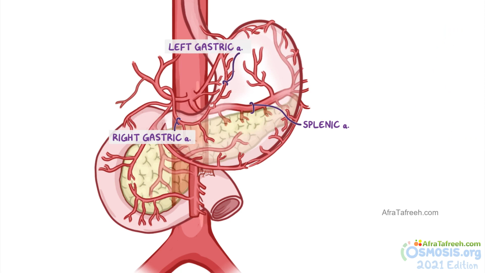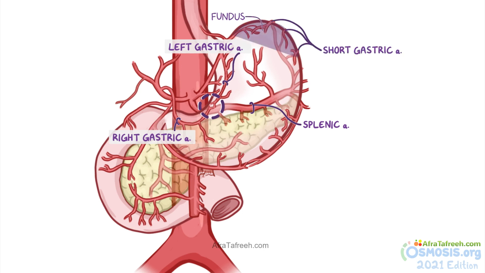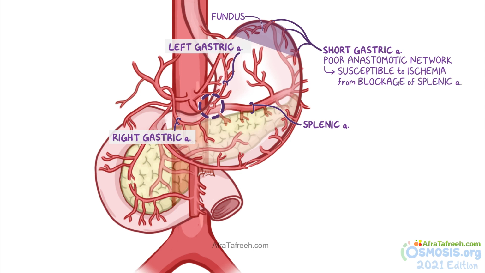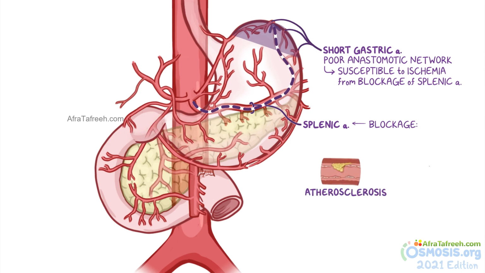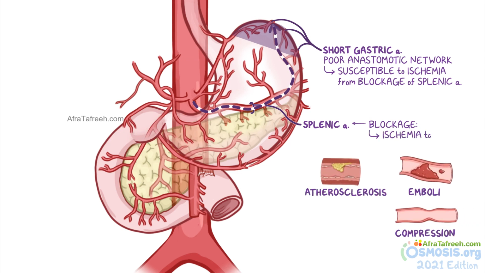Now, speaking of gastric blood supply, most of the stomach is well perfused with a rich anastomotic network, for example, the lesser curvature receiving blood from both the right and left gastric artery. The fundus of the stomach, however, is mainly perfused by the short gastric arteries, which are branches of the splenic artery. Unfortunately, these short gastric arteries have a poor anastomotic network, leaving the area they supply susceptible to ischemia following any blockage to the splenic artery. Therefore, any potential blockage to the splenic artery such as atherosclerosis, emboli, or compression can result in ischemia to the fundus of the stomach.